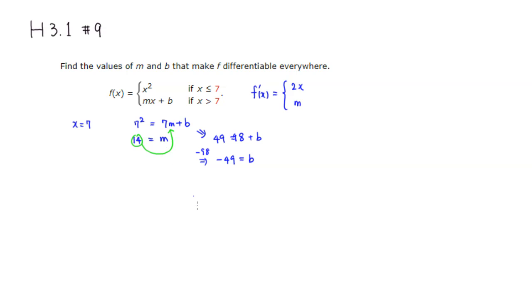All you have to do is make sure that at x equals 7, these two formulas give you the same value, so 7 squared equals 7m plus b. And also you take the derivative of both of these, which gives 2x and m, and make sure they give you the same derivative value at 7. So 14 has to be equal to m, because it's 2 times 7.